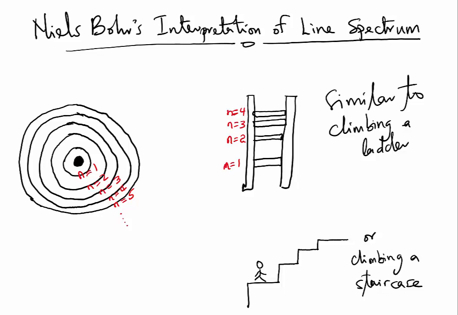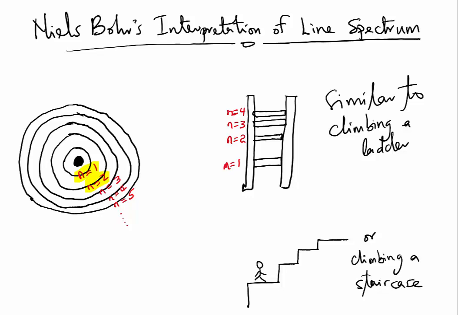The proposal by Niels Bohr is that the electrons in an atom are arranged around the nucleus of an atom in layers, in shells. And the shell closest to the nucleus, we can refer to that shell as energy level number 1, n equals 1. The shell next to that is energy level number 2, and so on.